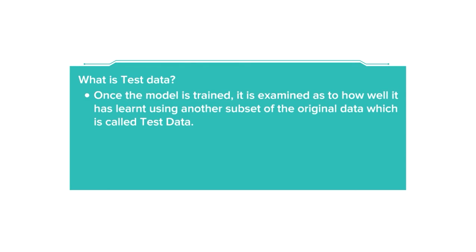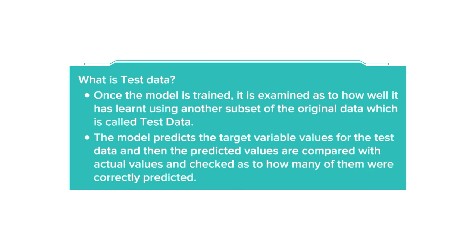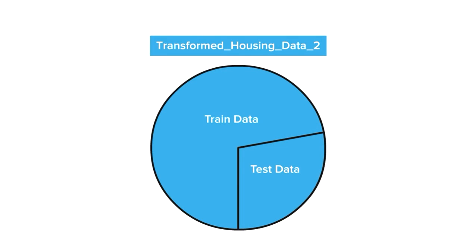Once we have trained our model, we examine how well it has learned using another subset of the original data. This dataset is called test data. In this case, we tell the model to predict the target variable values for the test data, and then we compare the predicted values with actual values and check how many of them were correctly predicted. Just like you learn from those question banks and appear for your board exams, and the marks you scored tell your performance. The test data consists of the remaining smaller portion of the actual data.